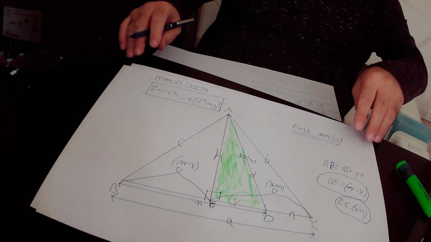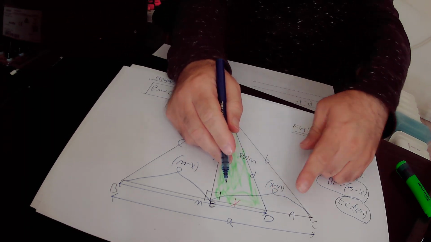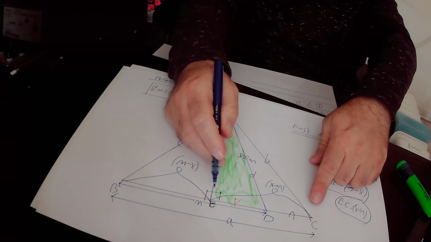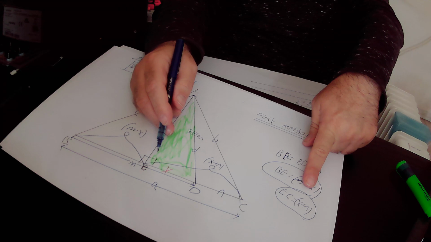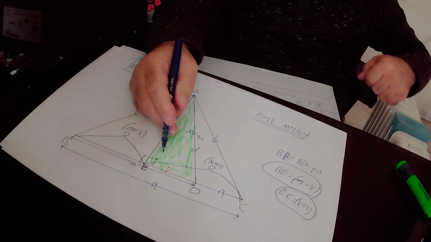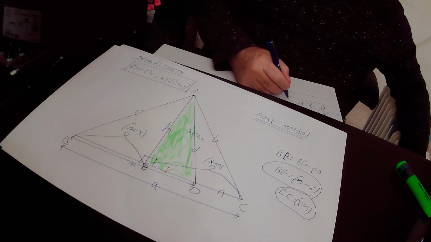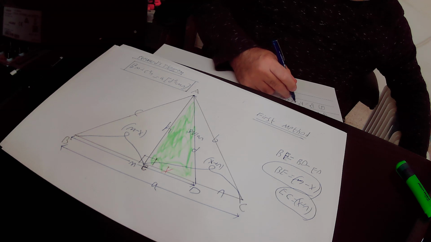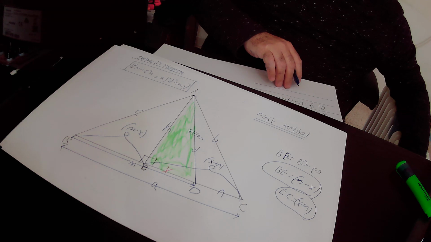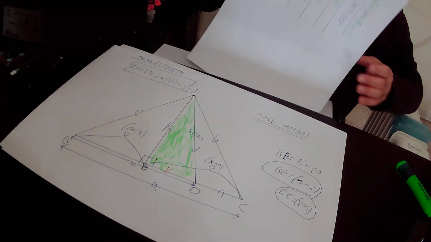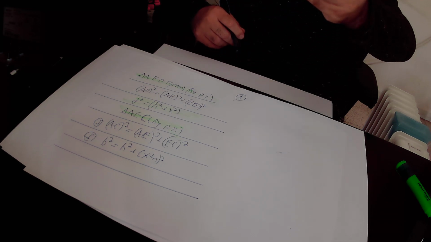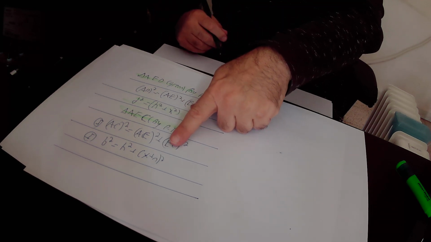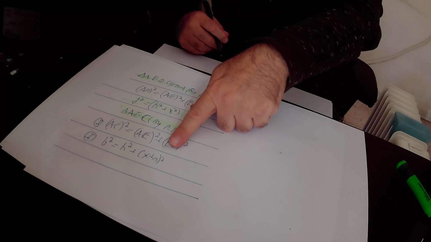Plus EC square. EC equals to X plus N, therefore EC square is (X plus N) square. In conclusion, we found out that according to equation number 1, in the right triangle ACB, B square equals to H square plus (X plus N) square.